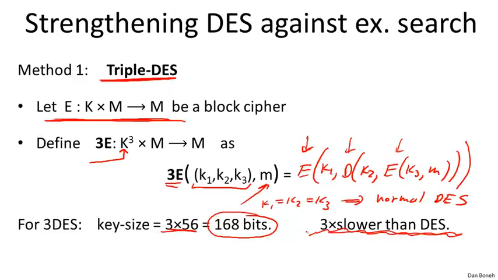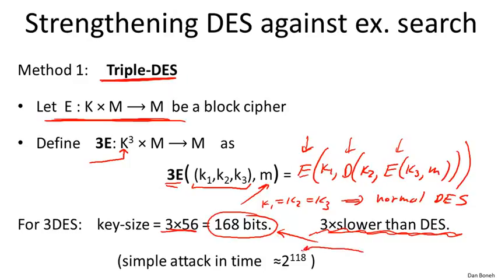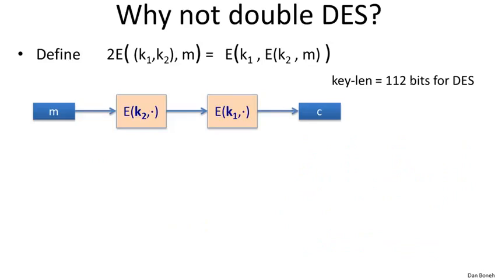Now, I want to mention that you might think that triple DES has security 2 to the 168, but in fact, there is a simple attack that runs in time 2 to the 118, and I want to show you how that attack works. But 2 to the 118 is still a large number. Anything bigger than 2 to the 90 is considered sufficiently secure. 2 to the 118 is definitely sufficiently secure against exhaustive search, and generally is considered a high enough level of security. So clearly, triple DES is 3 times as slow as DES.